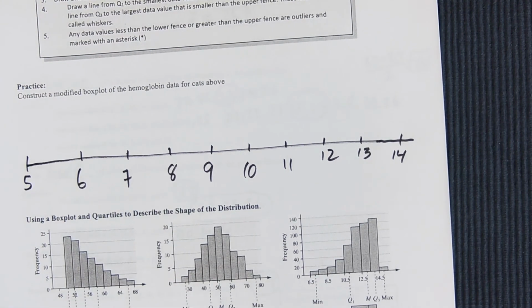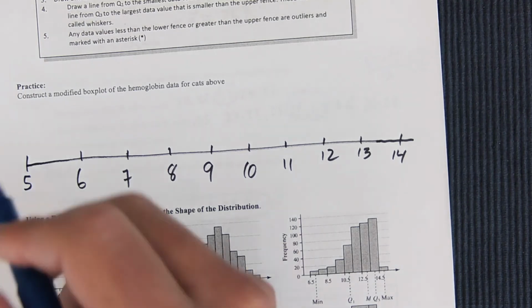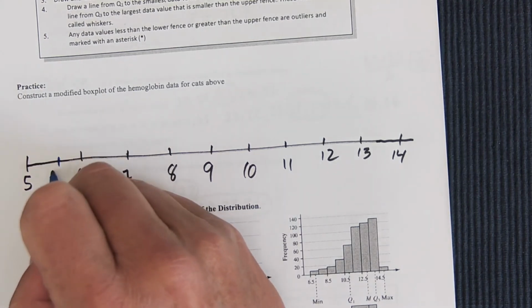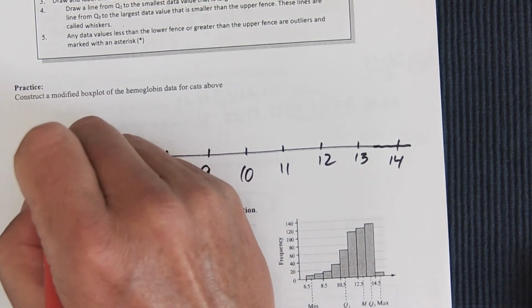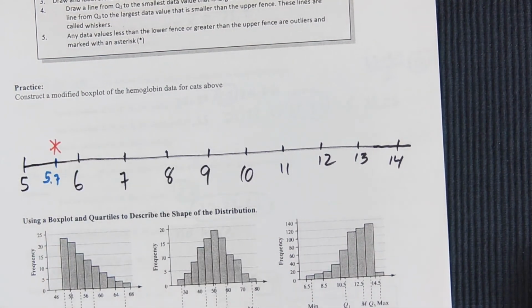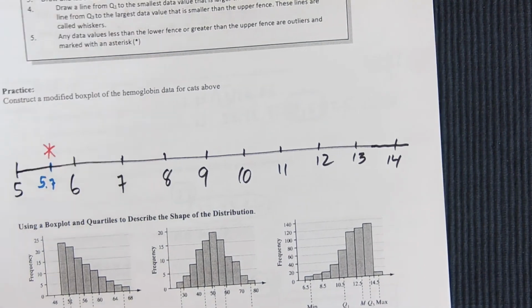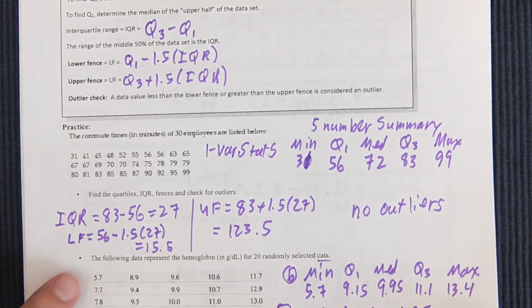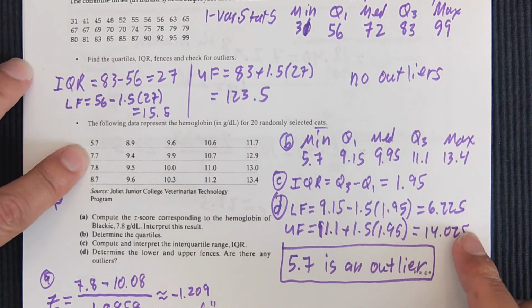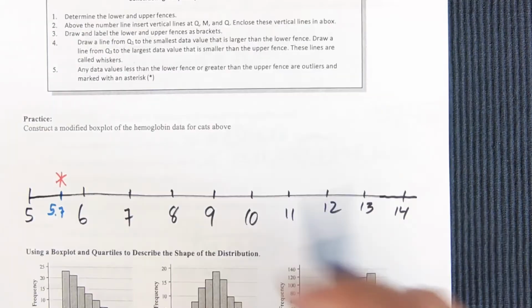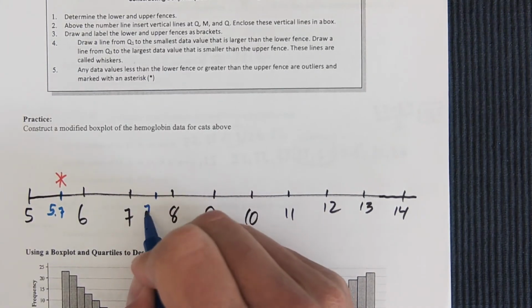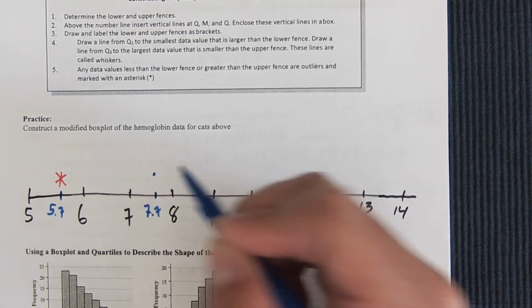Okay, so here's how this works. First of all, I'm going to take 5.7. I'm going to put an asterisk there. That's our outlier. All right, our next lowest data point, once we get rid of 5.7, is 7.7. So that's our new min, 7.7. 7.7 is about here. Put a dot.